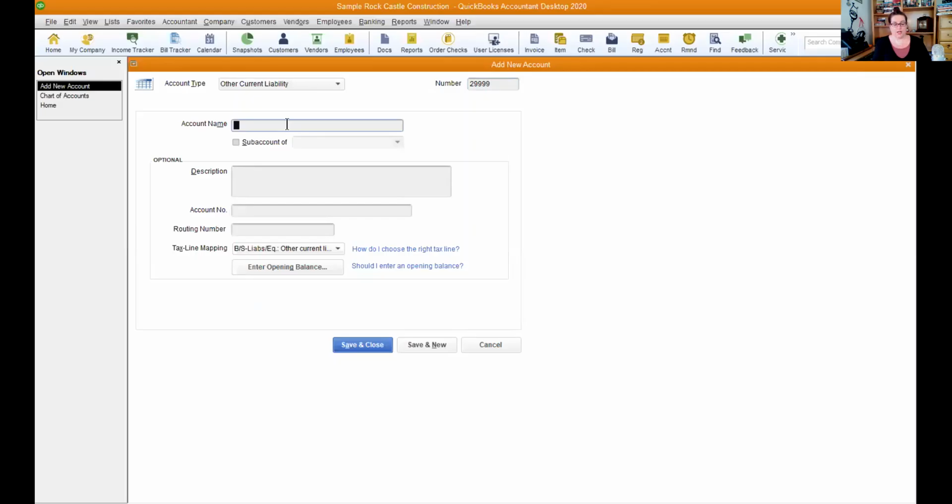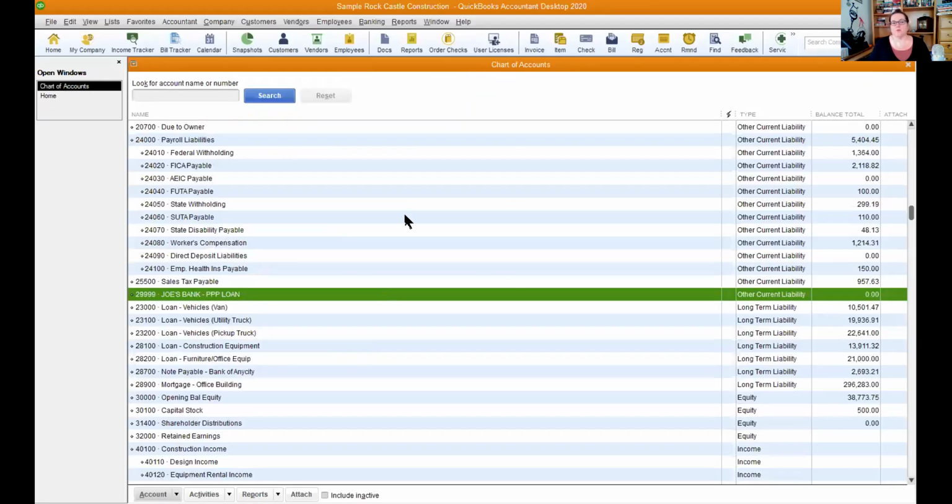When you have already looked to see what your account number structure should be, what I'm naming this is whatever bank it's coming from, so, Joe's Bank PPP loan.